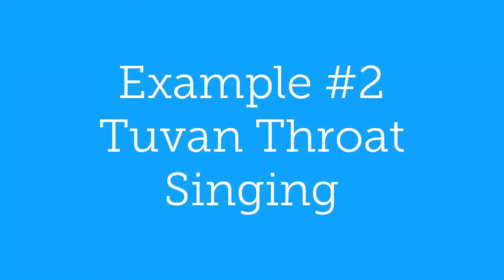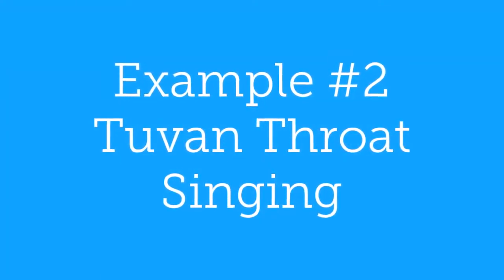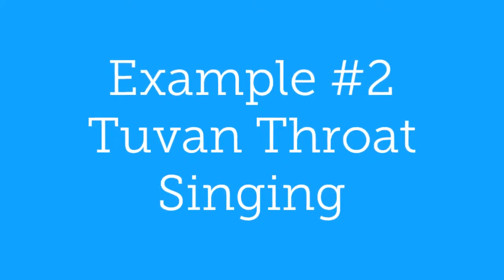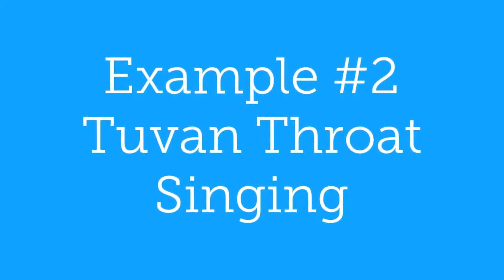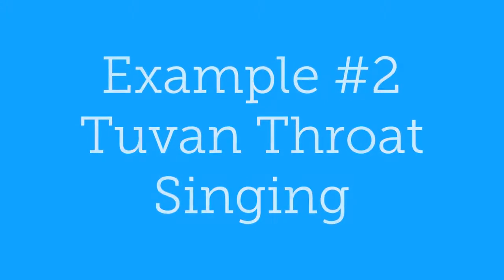Here is another example of overtones in music. In this case, a singer manipulates and constricts his vocal cords so that it produces the different overtones to the initial note that he makes.